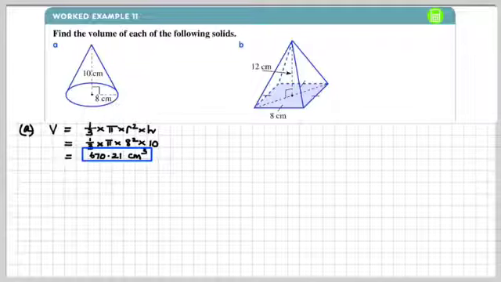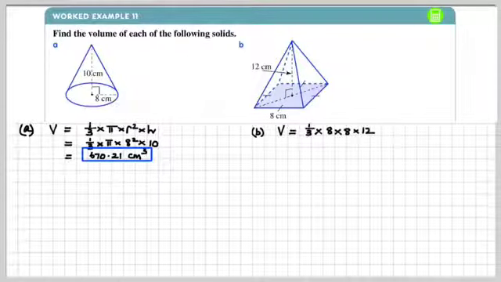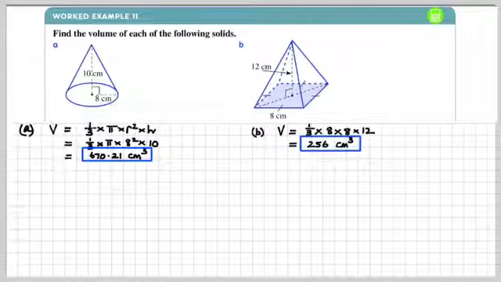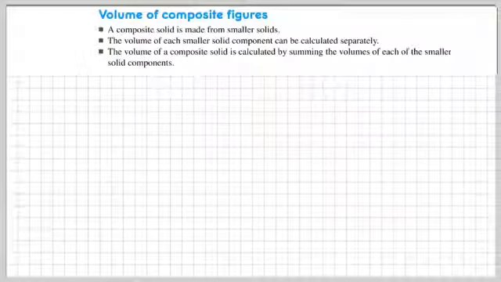Yes? Now, what about this square-based pyramid here? It'll be 1/3 of the area of the base, which is 1/3 of 8 times 8, times vertical height of 12. So that's what we get, and that comes to 256 exactly cubic centimetres. Okay, how are you feeling? Yes? Very good. You're getting something out of it?